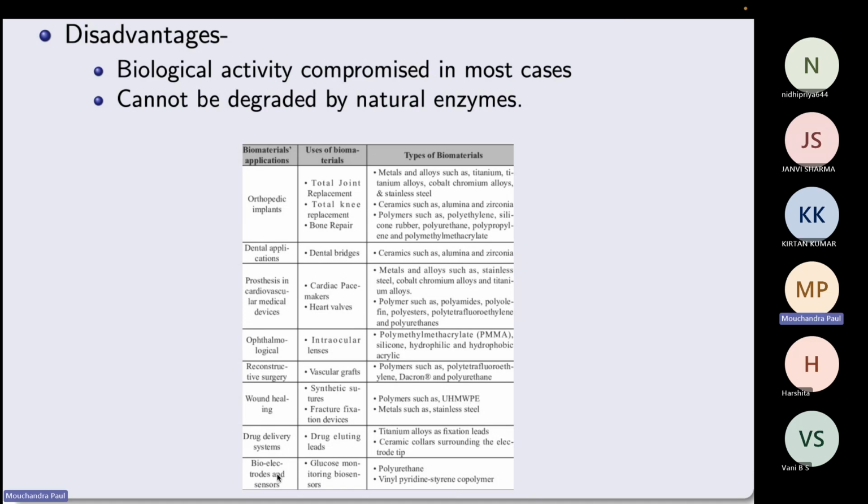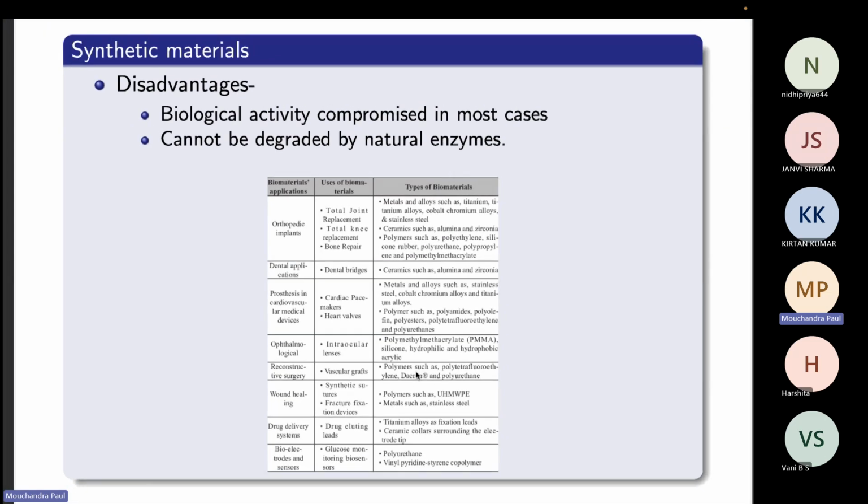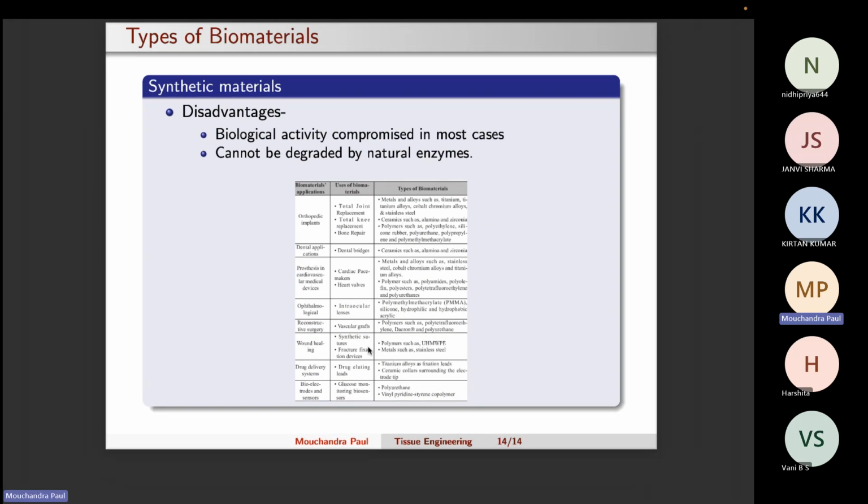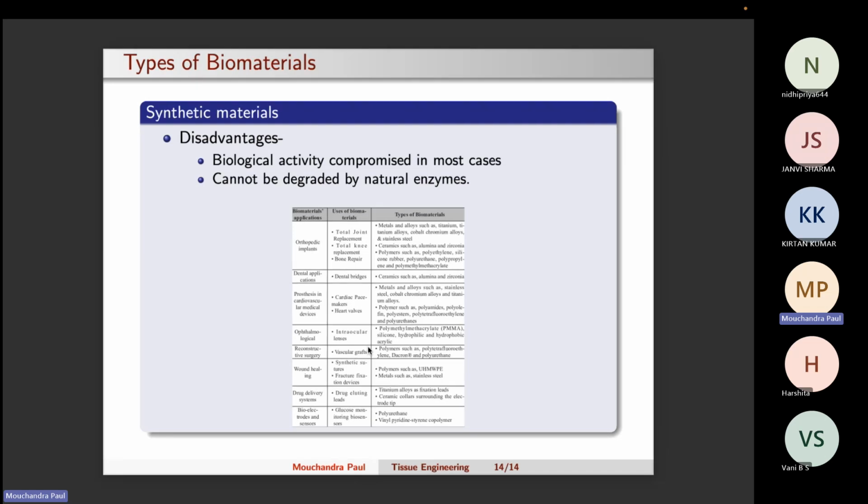For making electrodes or biosensors, various polymers are also being used. For drug delivery systems, where you need a drug to be released at a very sustained level, you can use various kinds of metals or ceramics. So these are some examples of applications where synthetic materials like metals, ceramics, polymers, or their composites are being used. So that's it from my side in today's class. If you guys have any queries, then let me know.